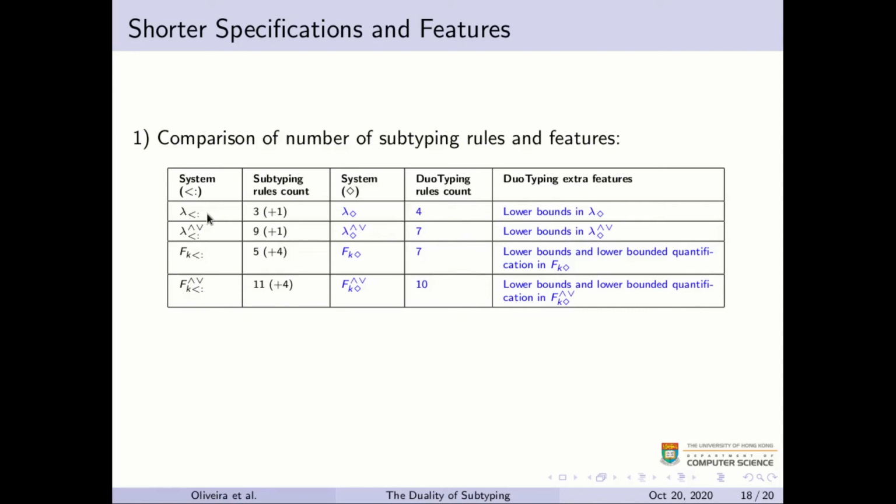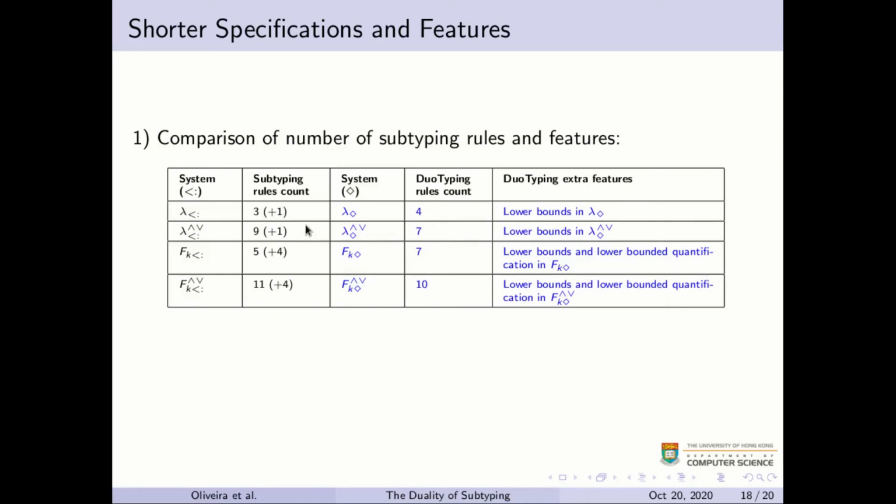The number of subtyping rules required for simply typed lambda calculus with subtyping in the traditional approach is 3, while the number of duotyping rules in simply typed lambda calculus with duotyping is 4. This is because duotyping also offers an extra feature of lower bounds. If we add lower bounds in simply typed lambda calculus with subtyping, we need one extra rule, which will be 4 in total.